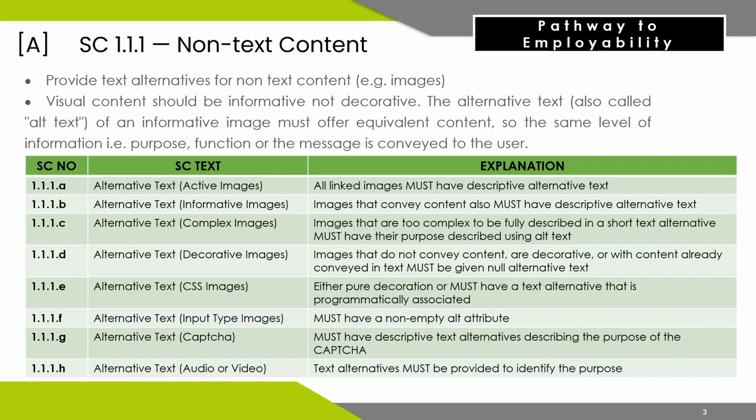1.1.1.c Alternative text, complex images. Images that are too complex to be fully described in a short text alternative must have their purpose described using alt text. Equivalent text alternatives to complex images must be provided in context or on a separate page, linked and/or referenced via longdesc or ARIA described by property.